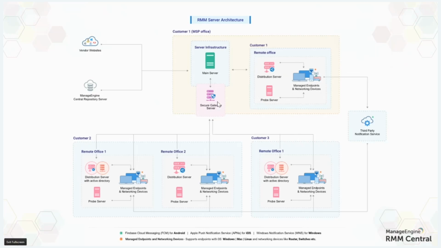The Secure Gateway will act as a reverse proxy to validate each and every connection coming from outside, and it will pass only valid connections to the central server. By placing a Secure Gateway in your DMZ, you'll be able to expose your central server publicly to manage multiple networks and multiple customers from one single product.